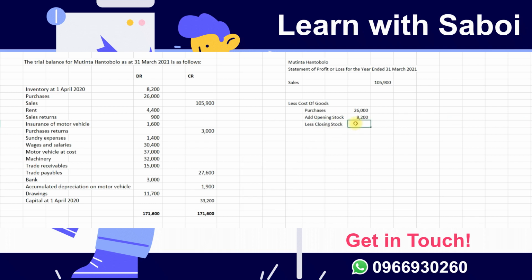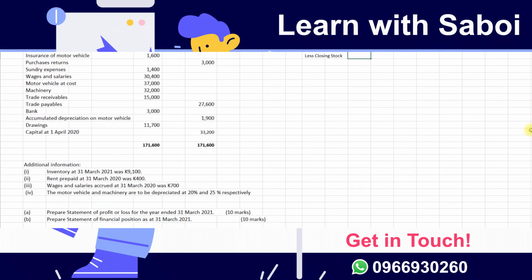Where is the closing stock information given? It is given right over here. We scroll down where we were looking at additional information. This is where the closing stock is. It's right over here. How do you know that this is a closing stock?